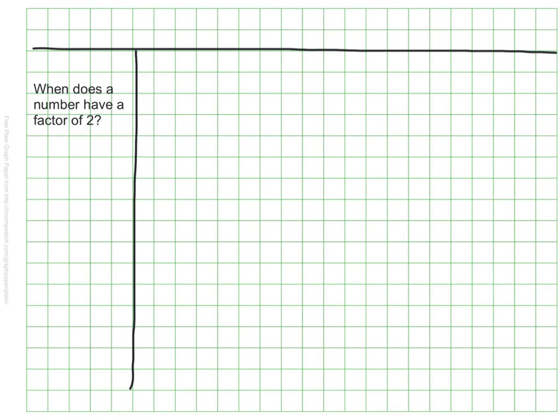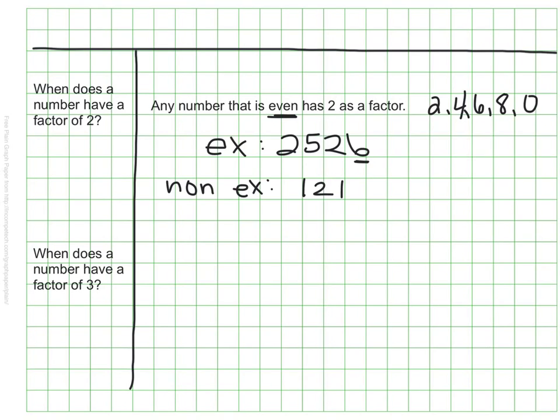Let's start with the first question. When does a number have a factor of 2? This one is probably pretty familiar to you. Any number that is even has 2 as a factor. Even numbers are, of course, numbers that end in 2, 4, 6, 8, or 0. So any number that is even can be divided by, or is divisible by, 2. Therefore, 2 is a factor. 2 is not a factor of 121, but it is a factor of 2,526.